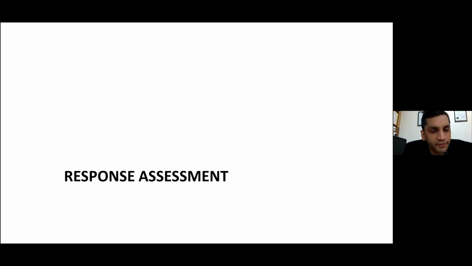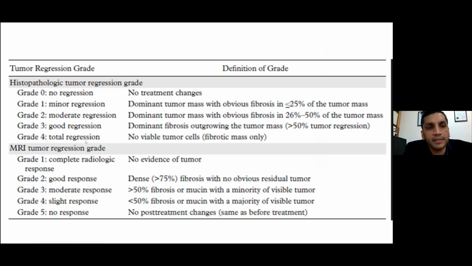In terms of definite response assessment, this is the histopathological regression grade, and this is the MRI tumor regression grade, where whenever there is a complete radiological response, there is no evidence of tumor as per the criteria already listed. In terms of good response, it is more than 75% fibrosis, moderate response more than 50%, slight less than 50%, and no response where no post-treatment changes are seen.